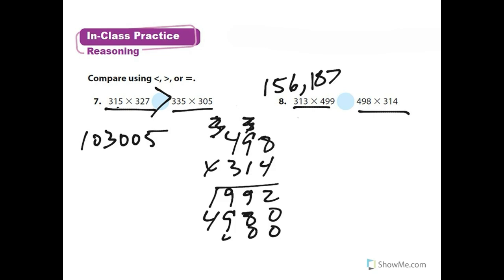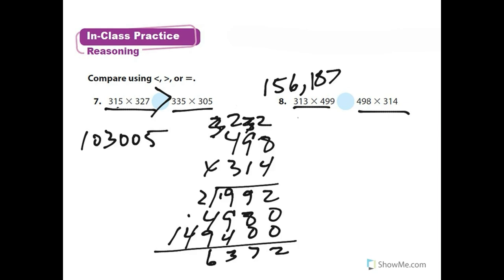2 zeros. 3 times 8 is 24. Carry that 2. 3 times 9 is 27 plus 2 is 29. Carry that 2. 3 times 4 is 12 plus 2 is 14. So I get 2, 17, 10, 19, 23, 2, 3, 7, 16, 15, and 1. 156,372. Which is bigger? Yep, that one.